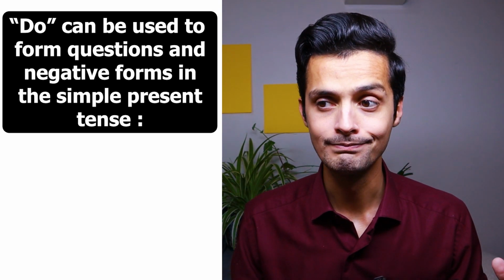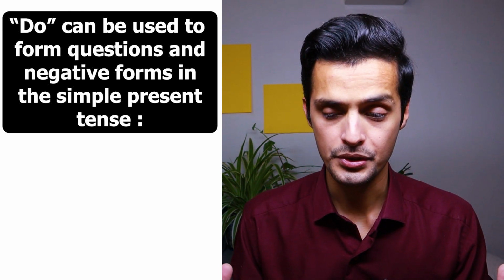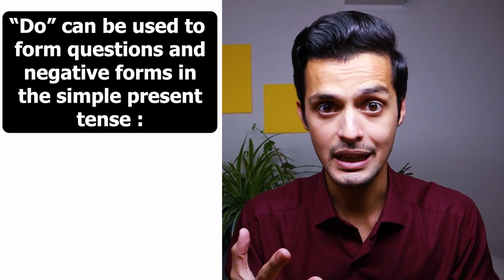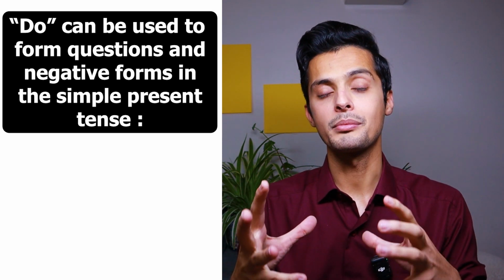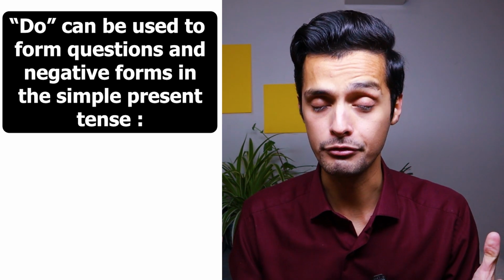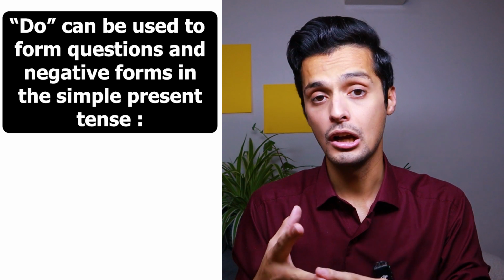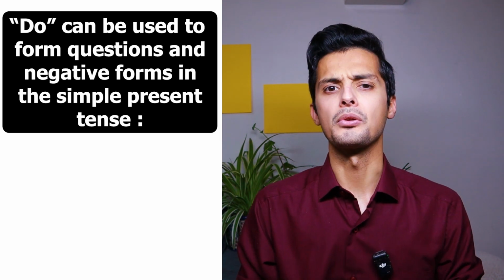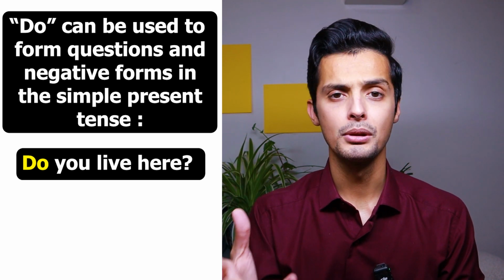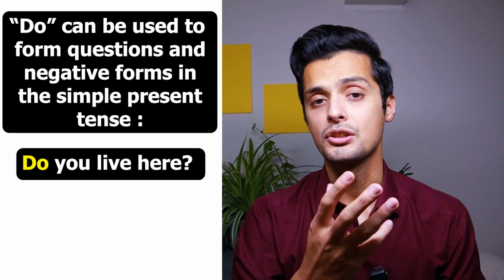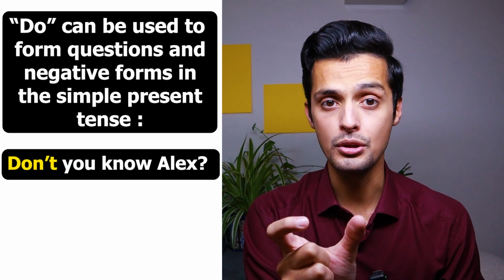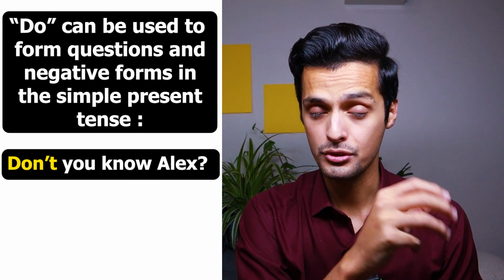We can use the verb do in the simple present tense to form questions and also to make sentences negative, right? So whenever we want to form a simple present question or make a simple present sentence negative, we use do, don't, does, or doesn't, right? Let's have some examples. Do you live here? It's a positive simple present yes-no question, right? Don't you know Alex? Here we've used don't because it's a negative yes-no question.